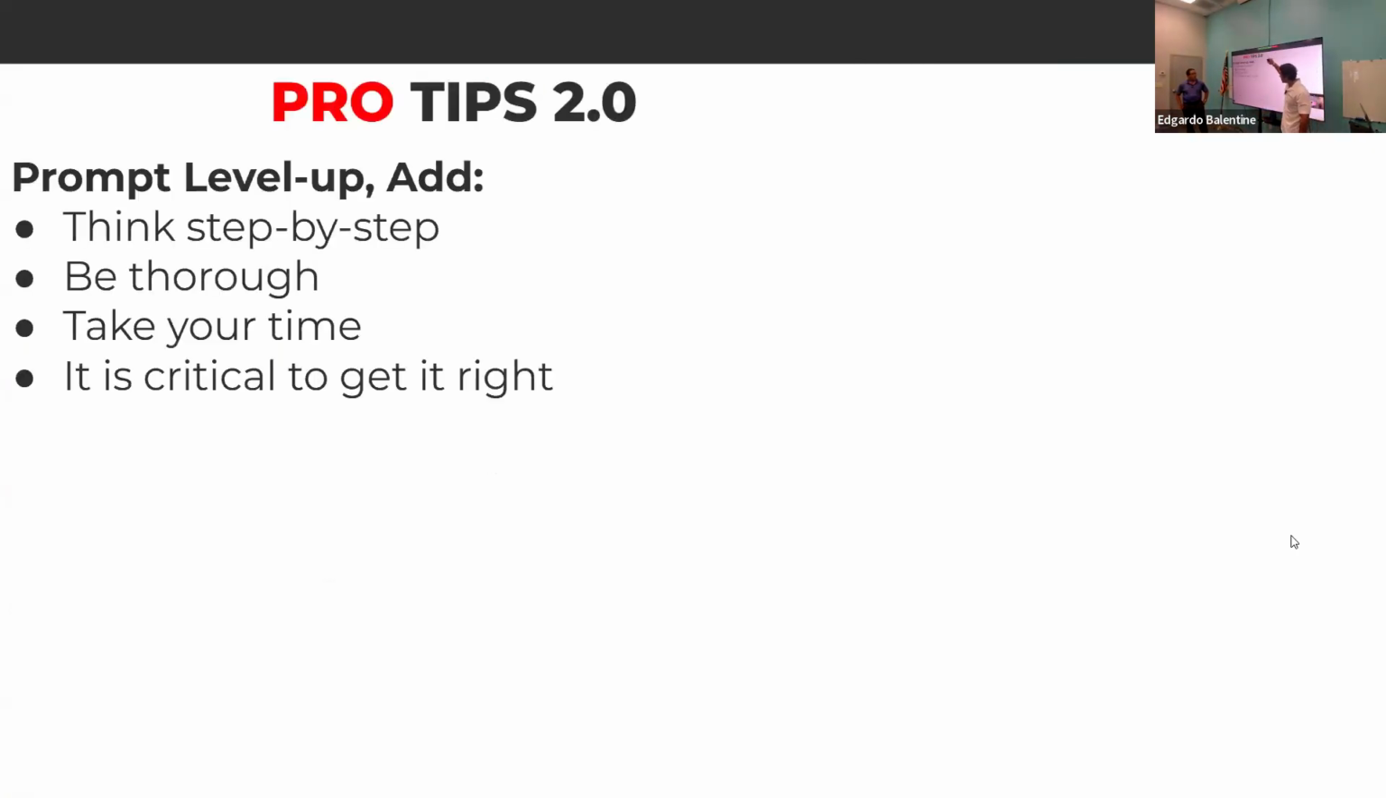Pro tips 2.0, the prompt level. Last time we talked about the 7 things that you need to have in a perfect prompt. In addition to that, these are 4 things that we're adding at the beginning or at the end of the prompts so that the answers from ChatGPT are much better. We're asking it to think step by step, to be thorough, to take its time, and telling it that it's critical to get it right.